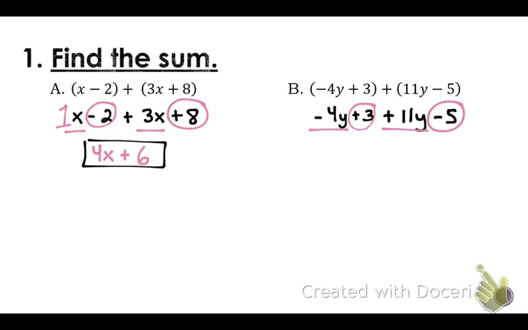Let's start with our y family. Negative 4y, positive 11y. Same sign or different sign, guys? Different sign. So, Brody, what is negative 4y plus 11y? 7. Okay, positive or negative? Positive. Okay, and what family was that? The y. So you have to keep the y.